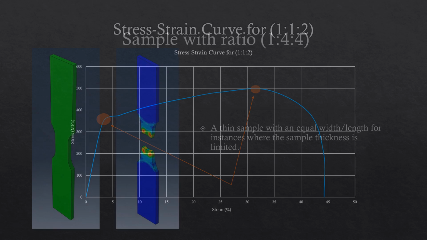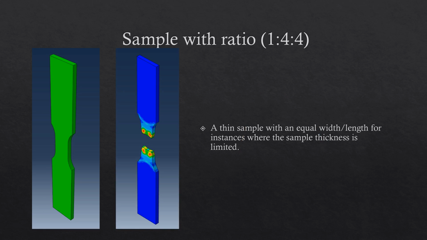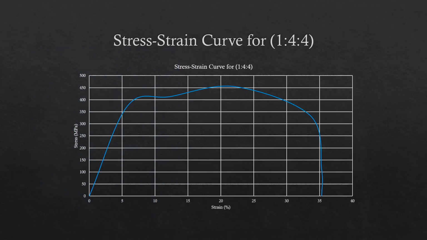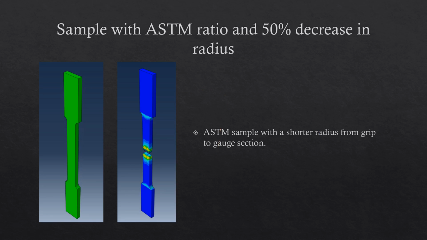This next sample has a ratio of 1 to 4 to 4. This sample is thin with a square gauge section. In the stress strain curve for this sample, yielding occurs at a higher strain percentage, but ultimate tensile strength occurs at a much smaller strain percentage.